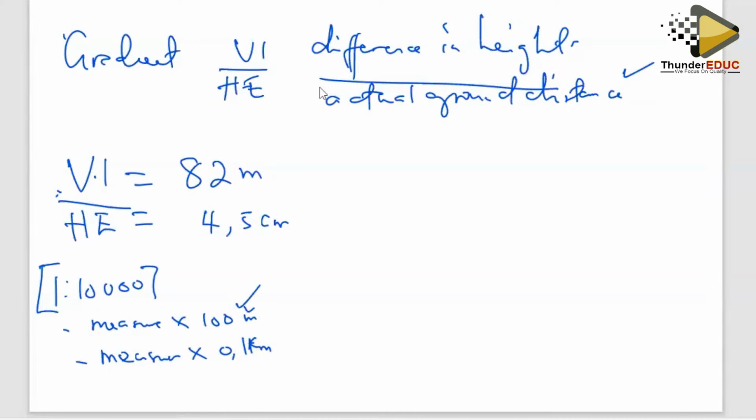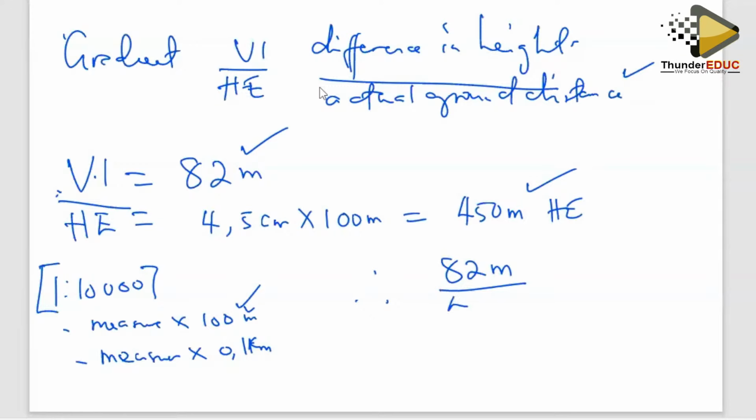So here we want to use the meter value. It's 4.5 times 100 meters, which is going to give us 450 meters. So this is our HE, and this is our VI. Our fraction is VI over HE, so it's 82 meters over 450 meters. And remember, we do not solve this to get a decimal. Our gradient must be expressed as a ratio, and our ratio must have a numerator equal to 1.